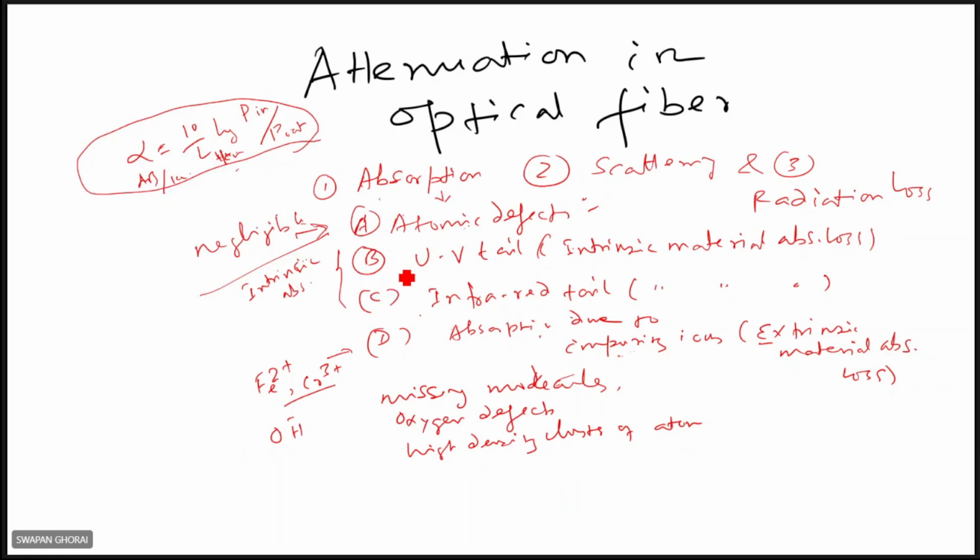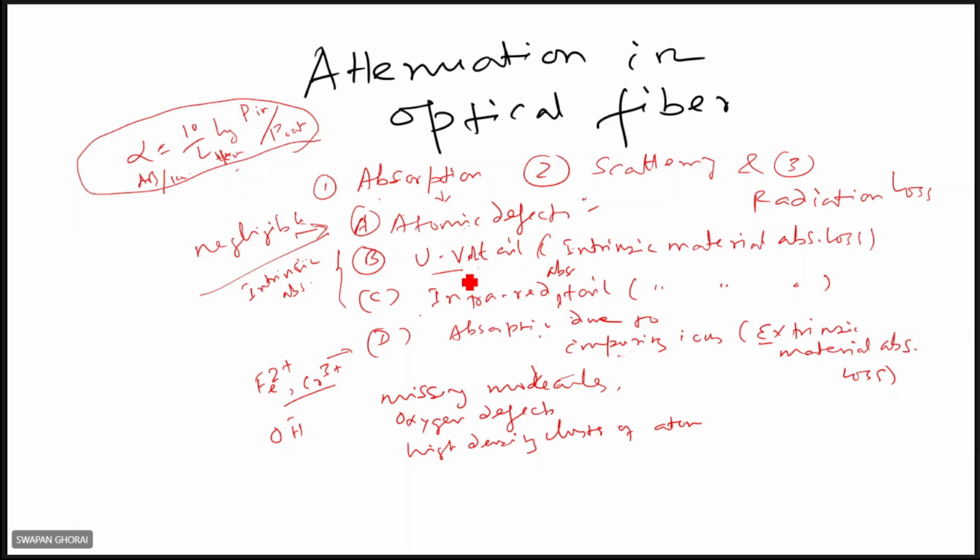Now, in intrinsic loss, you see, intrinsic absorption may be due to UV tails, ultraviolet absorption tails, or infrared absorption tails, right? These two are actually intrinsic material absorption loss. And the third one is because of the ultraviolet tail.